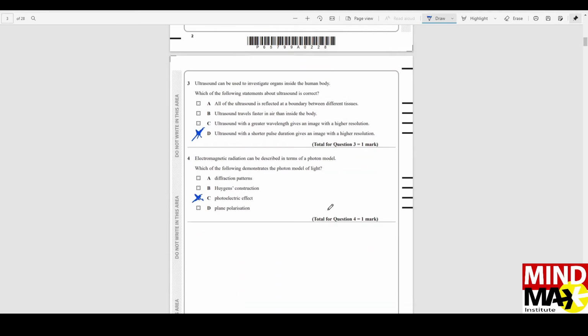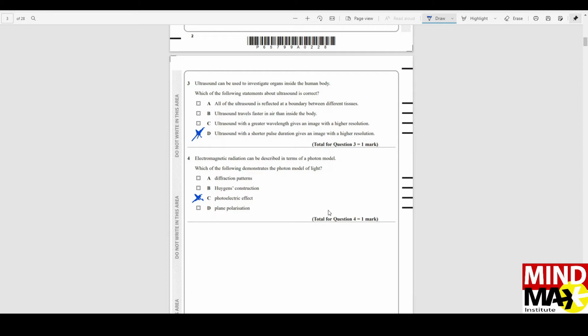Then which of the following statements about ultrasound is incorrect? Is correct. So all of the ultrasound is reflected at a boundary between different tissues. Wrong. They don't all get reflected at the same boundary. They get reflected from different boundaries. Ultrasound travels faster in air than inside the body. That's wrong, because sound travels the fastest in solids, not in air.